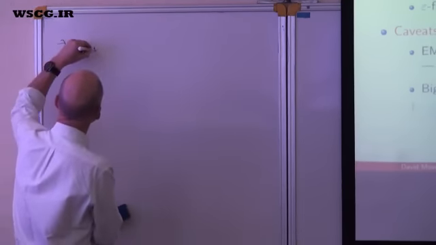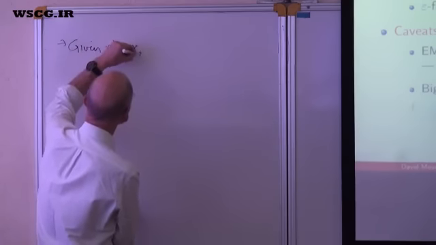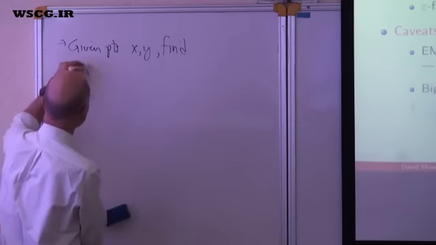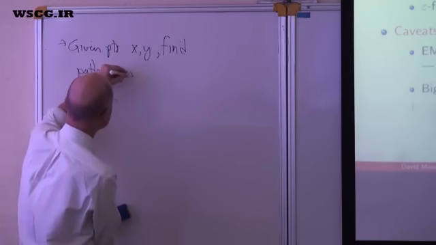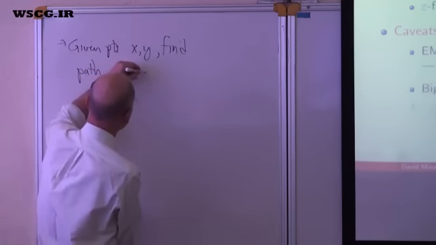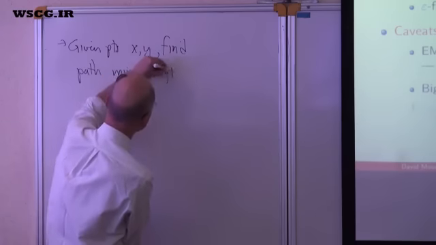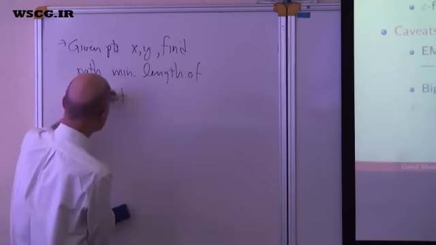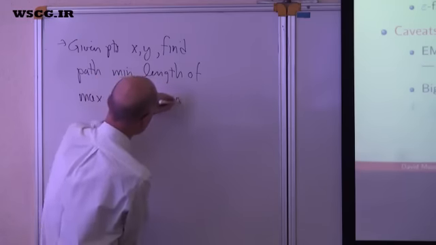Given points, let's say x and y, find the path that minimizes the length of the maximum weight edge on the path.